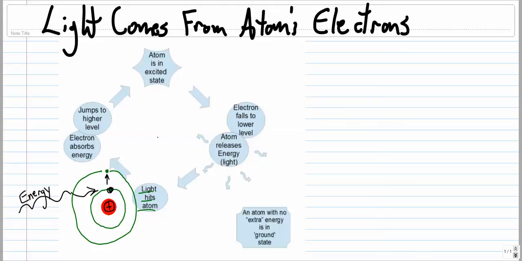So where are we on the flowchart now? We're actually halfway through it. We said that an electron absorbs some energy. That's what we were talking about right here. And the electron jumps to a higher level. That's what we were talking about in this neighborhood right here. So now this atom has got this extra energy. That's what we call an atom being in an excited state. So the atom has more energy than it usually has. And so what does the atom want to do?